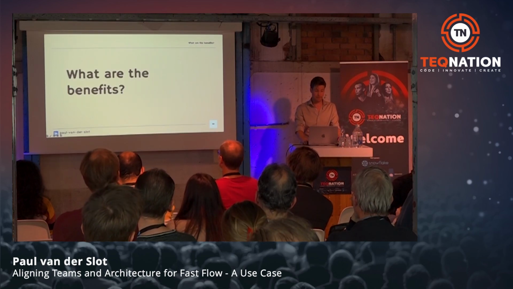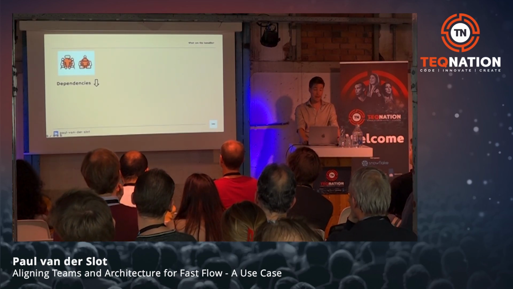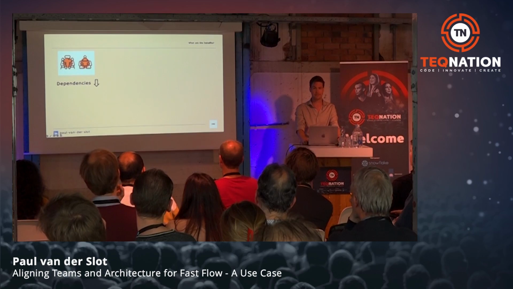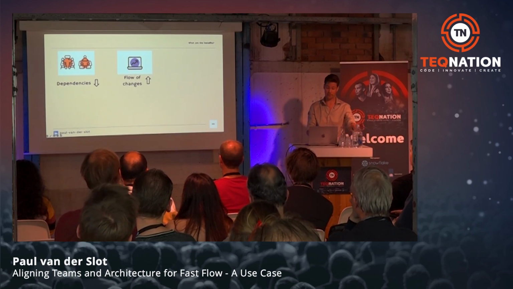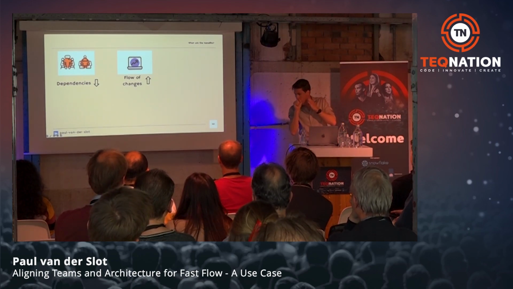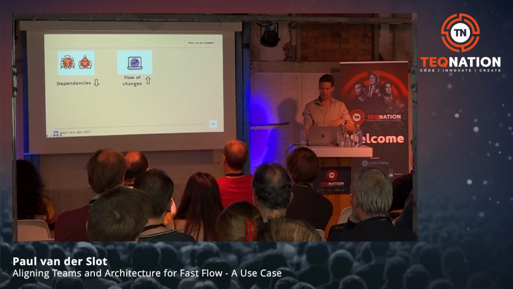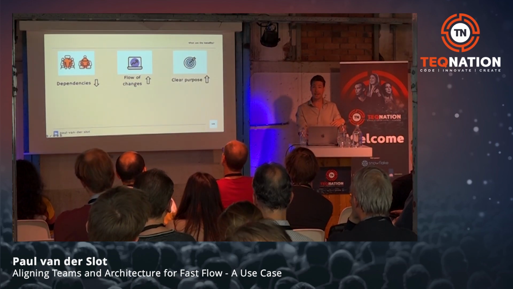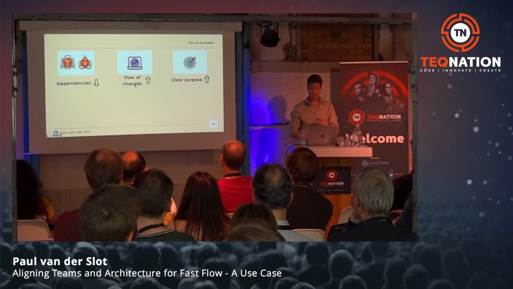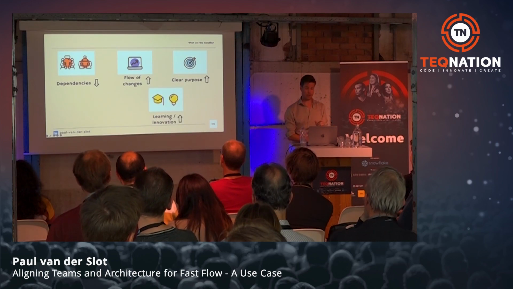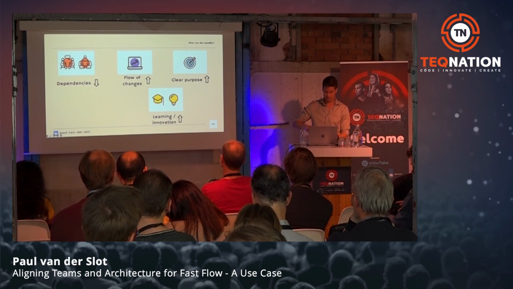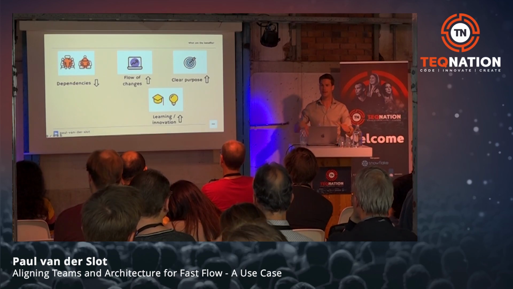So what are the benefits here? We see the dependencies go down. So we have loosely coupled architecture with fewer dependencies. We also see the flow of changes go up. Also, the purpose is clear now for everybody. So you have empowered teams around the domain with clear ownership. We also see that the teams are able to innovate now around the domain. So this is also a big plus. They are really learning about what the domain consists of.